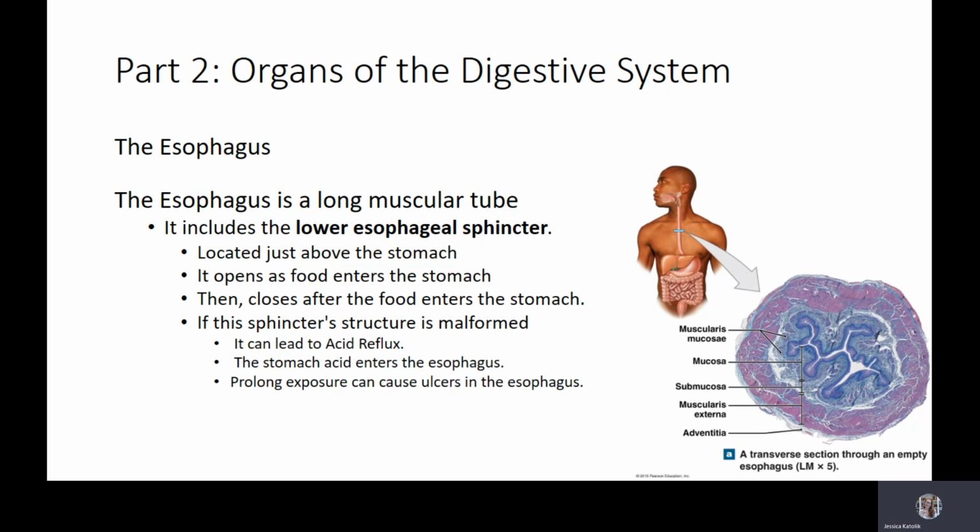Malformations of the sphincter leads to acid reflux, or what we know as heartburn. And so what will happen is the stomach acid will slowly eat away at the esophagus. And after long exposure, it can actually cause ulcers, and it can also cause a disease called GERD, which could eventually lead to being carcinogenic. So, FYI, that's a thing.